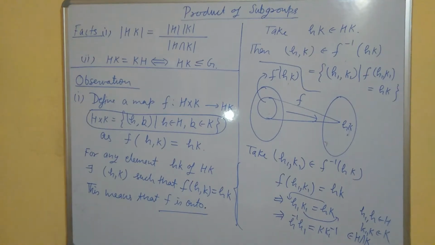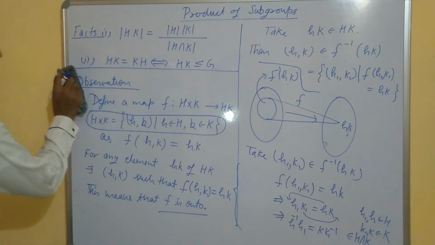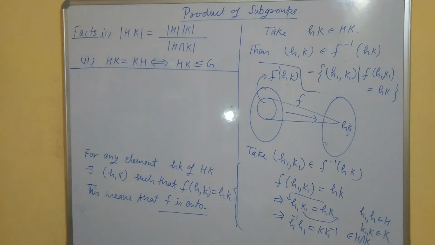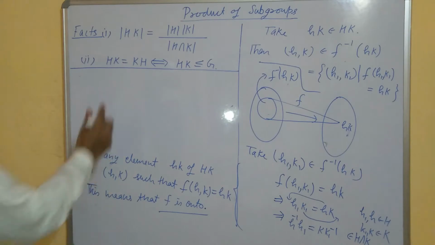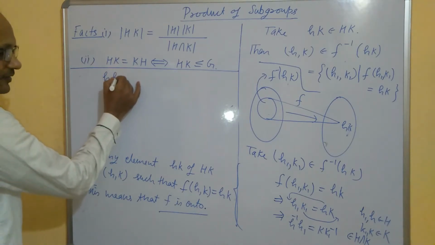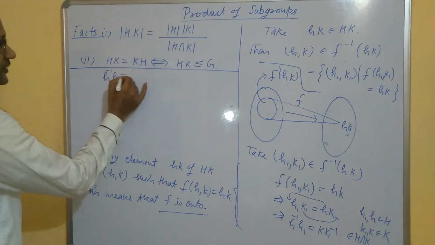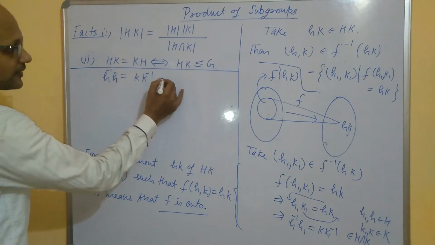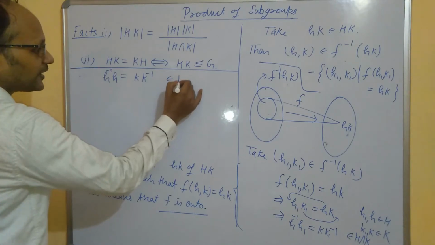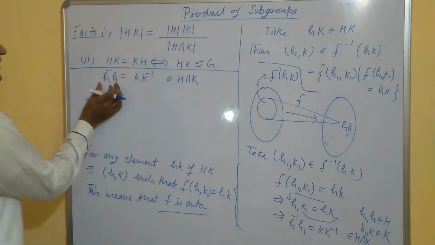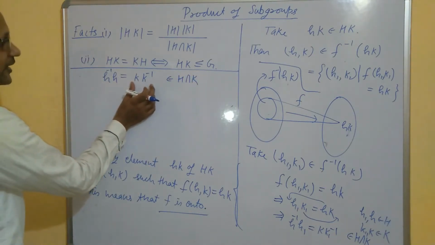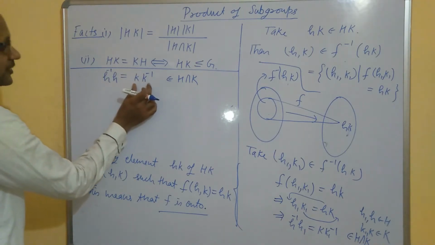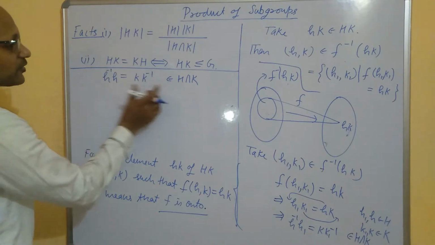So let me write it here. So this h inverse h1 is equal to this k1 inverse. This belongs to H intersection K. Why? Because this is an element of H and this is an element of K, and both are equal. Means this element also belongs to K and this element also belongs to H. So both elements belong to the intersection.